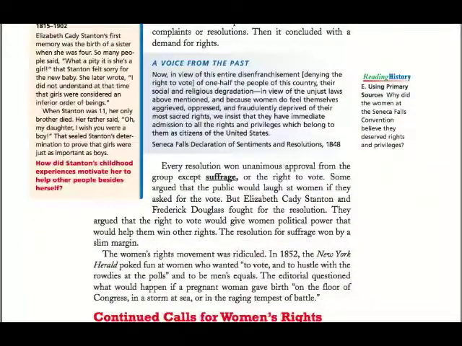Now, in view of this entire disenfranchisement of one-half the people of this country, their social and religious degradation, in view of the unjust laws above mentioned, and because women do feel themselves aggrieved, oppressed, and fraudulently deprived of their most sacred rights, we insist that they have immediate admission to all the rights and privileges which belong to them as citizens of the United States.